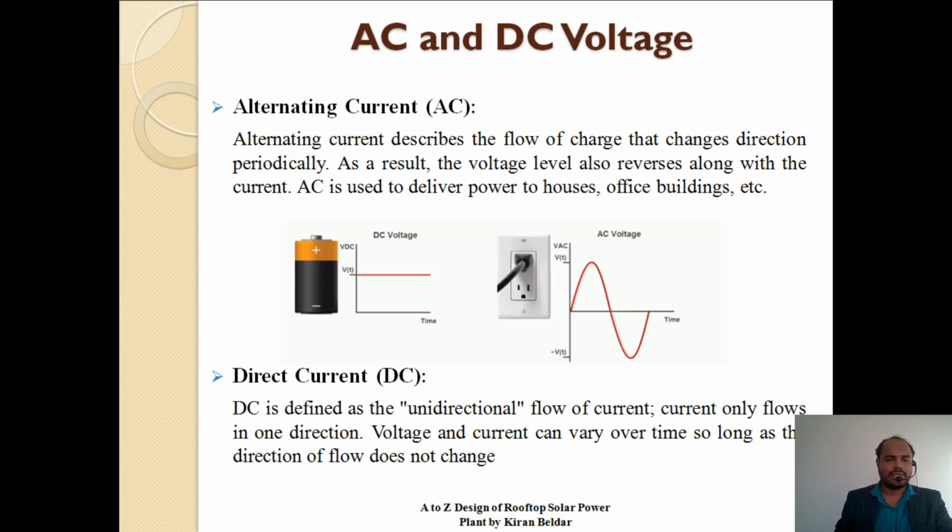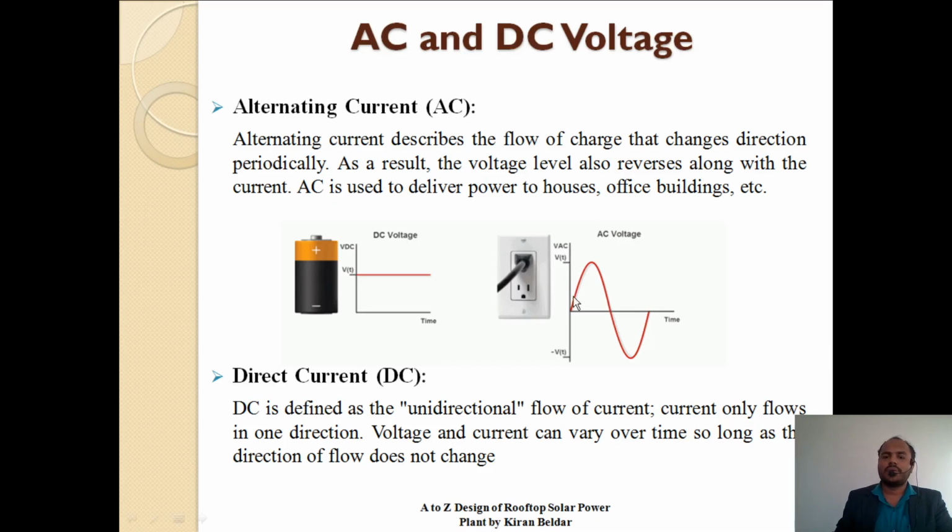AC and DC voltage. Basically, AC is alternating current. Alternating current describes the flow of charge that changes direction periodically. The sinusoidal curve which we are using is a curve of AC, or alternating current. As a result, the voltage level also reverses along with the current. AC is used to deliver power to houses and office buildings.